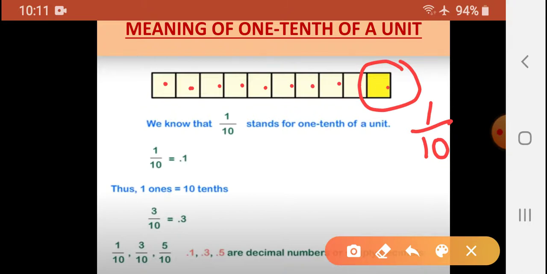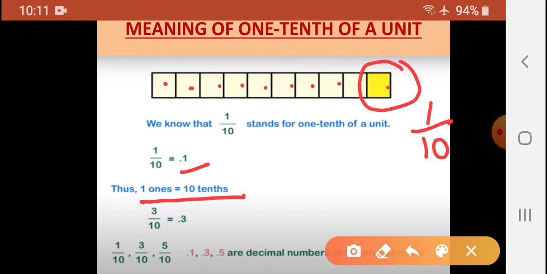1/10 is also written as 0.1, which is read as decimal 1 or 0.1. The dot on the left of 1 stands for the decimal point. Thus, 1 one is equal to 10 tenths.